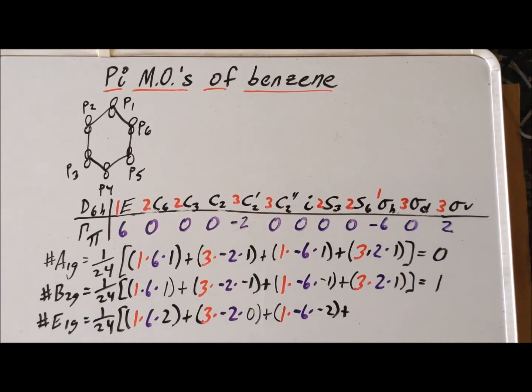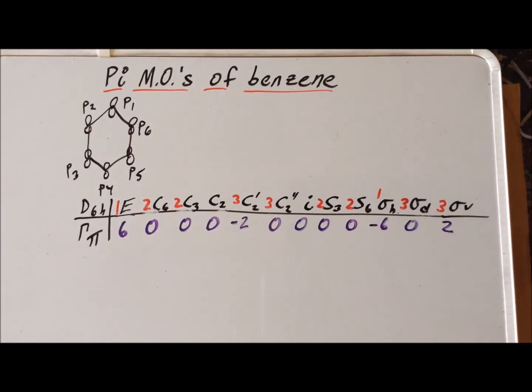And then our last class is the 3 sigma V's. So we have 3 operations in the class. The character from the reducible representation is a 2. And then the character from the character table for E1G is a 0. So we see we have 12 plus 0 plus 12 plus 0 is 24. 1 over 24 times 24 is equal to 1. So far we have 1 B2G and 1 E1G included in our reducible representation.